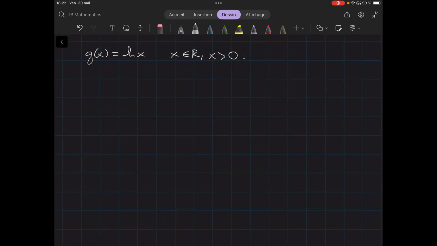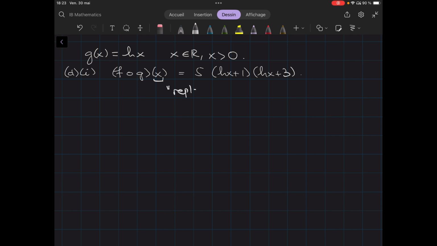In the second part of question 10, you were given a function g. g of x is equal to ln of x. In part D1, you're asked to write down an expression for f of g of x. So f of g of x is equal to 5 times (ln of x plus 1)(ln of x plus 3). Wherever you see x, you now replace it with g of x.